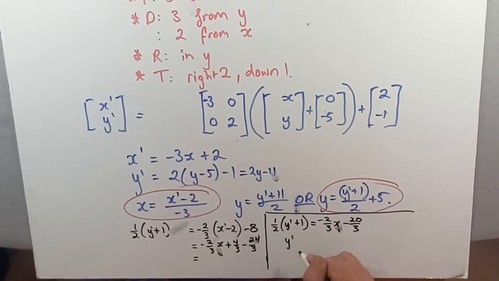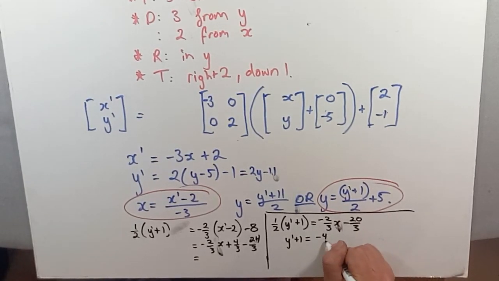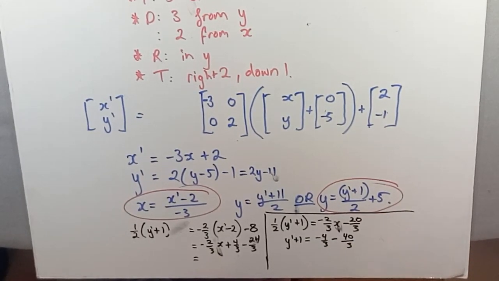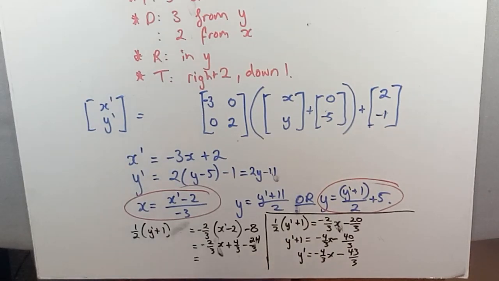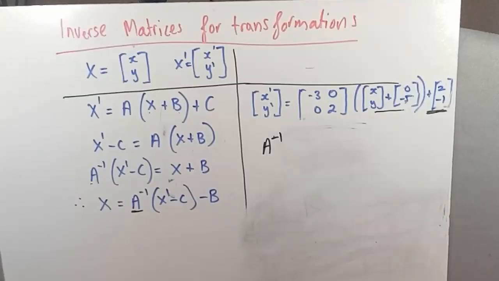Times it all by 2. Negative 4/3 x minus 40/3 minus the 1. So I get y prime equals minus 4/3 x, minus minus 1, so it's 43 on 3. Hopefully that's correct. That's the same answer as I got before. Beautiful, excellent. Okay, let's just do one more.